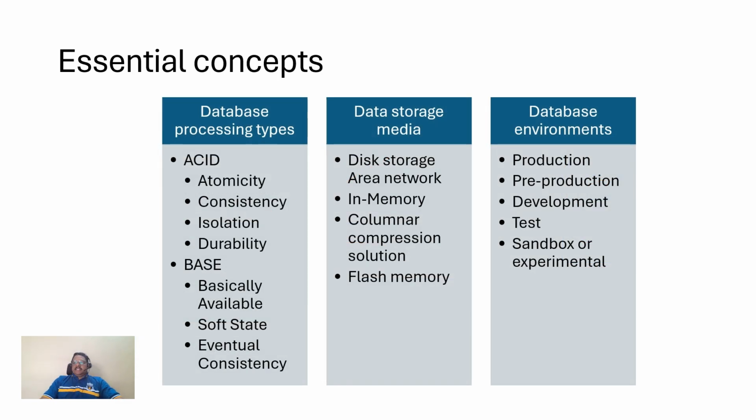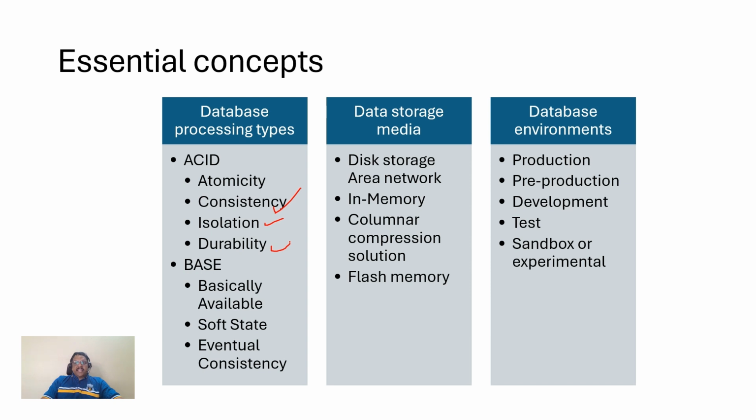The next topic in chapter 6, under essential concepts, is database processing type. They look a little important from an exam point of view. We have ACID and BASE. So let me break down ACID properties for you in simple terms. We have atomicity, consistency, isolation, and durability. So atomicity means, think of this like an all-in or nothing deal. Either the whole transaction happens or nothing does. There is no halfway. That is called atomicity.